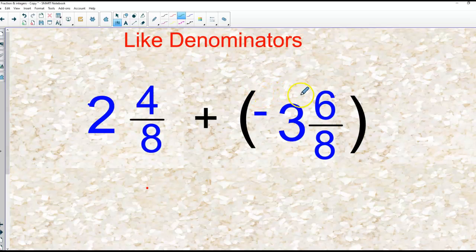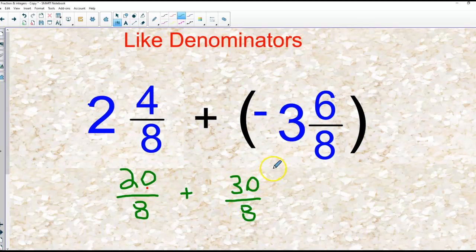Because I would need to borrow in order to subtract here, because I have two different, unlike signs. So I'm going to make this improper. 8 times 2 is 16 plus 4. I have 20 over 8 here. That's my improper fraction. Okay, let's make the second fraction improper. 8 times 3 is 24. 24 plus 6 is 30 over 8. And don't forget that this is negative, so bring that negative sign with you.